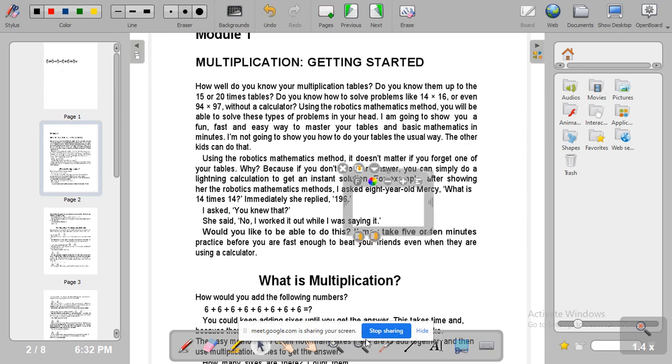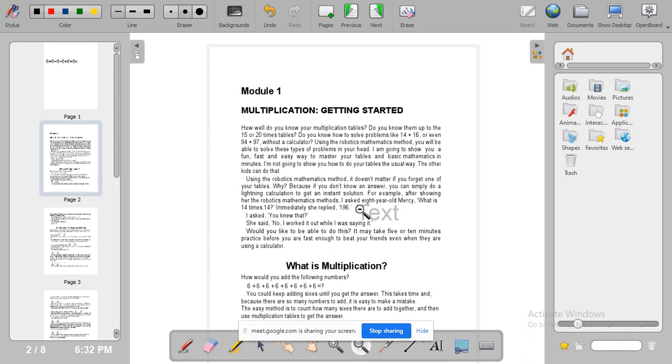Okay, let's see how we can do that. Simply, you could keep adding the 6 until you get the answer, right? As one said, this takes time, and because there are so many numbers to add, it is easy to make a mistake. You all know, because you have a lot of 6. The easy method is to count how many 6s there are to add together, so then you can multiply them together, as one also said. So the answers that you guys give are all right. That's a good way of getting that.